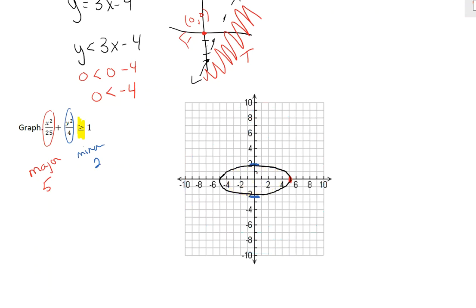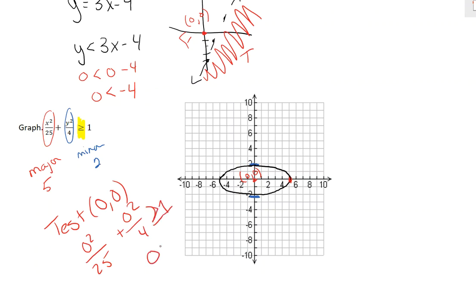What we're going to do is test a point. We're going to test 0, 0. And we'll put that in the equation. 0 squared over 25 plus 0 squared over 4, and we're going to see if that's greater than or equal to 1. 0 is not greater than or equal to 1, so this is false. So we are going to shade on the outside. And that's really the main part to this lesson, making sure you're shading the inequalities appropriately once you have the graph drawn.